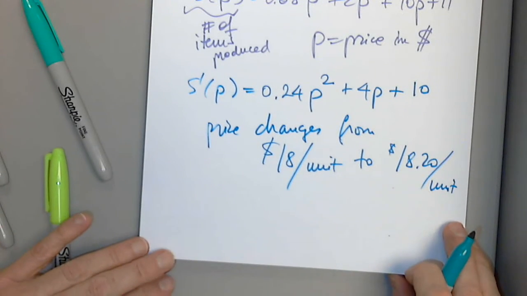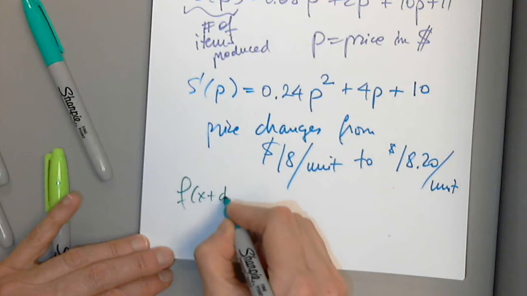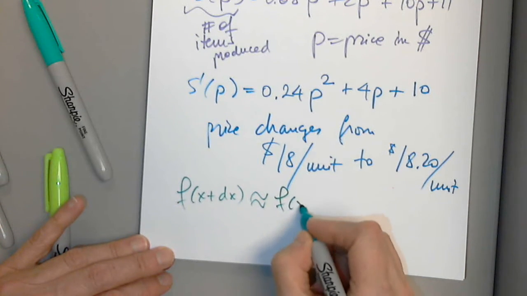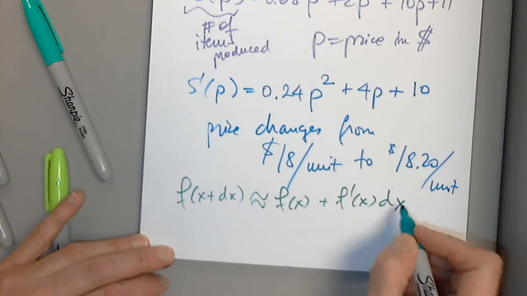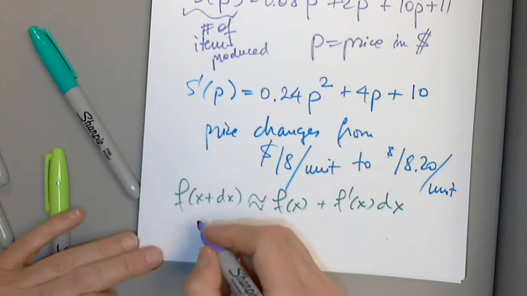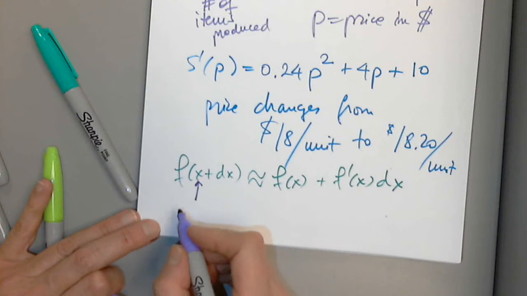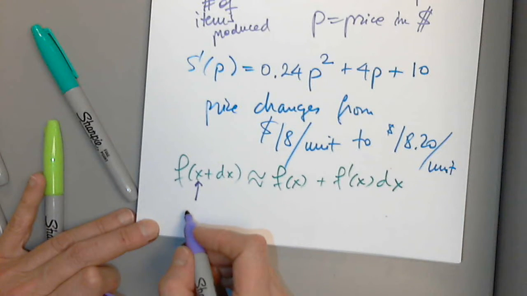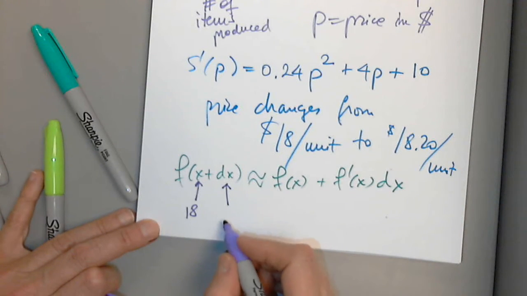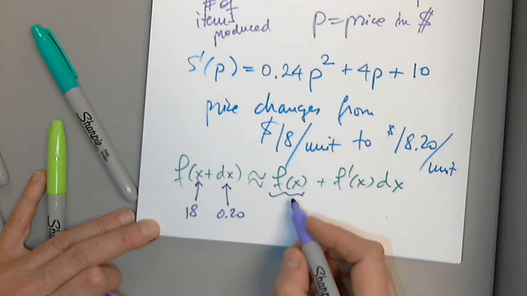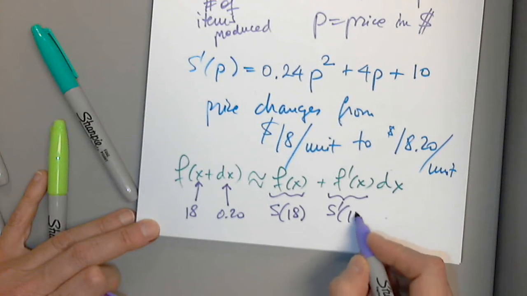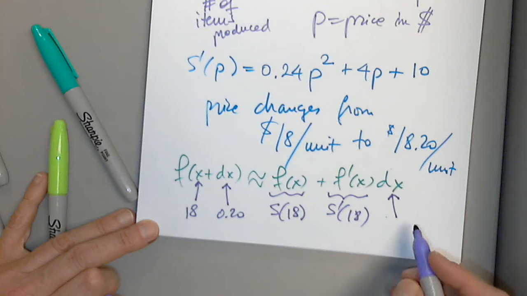So again, let's identify everything here. Remember, f of x plus dx is approximately f of x plus f prime of x times dx. Excellent. Let's identify what is what. What is this? Good. What is this? 0.20. Excellent. Of course, this will be S of 18. What will this be? S prime of 18. And what will this be? 0.2.